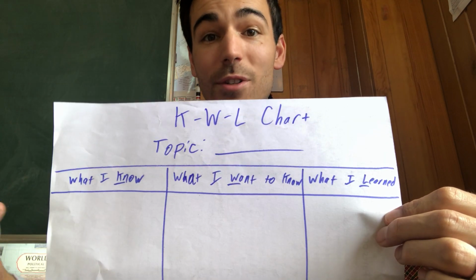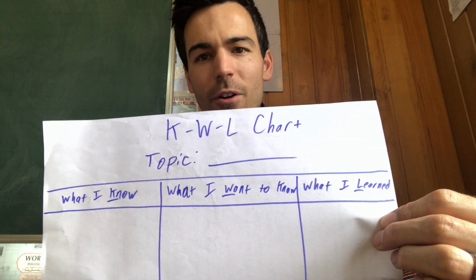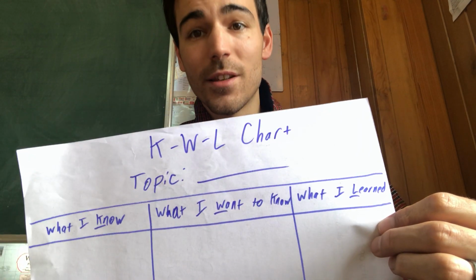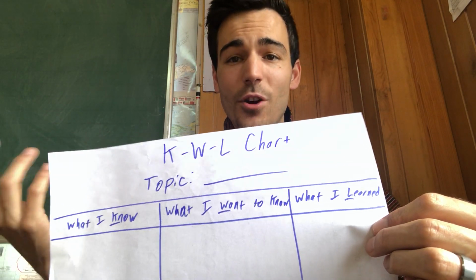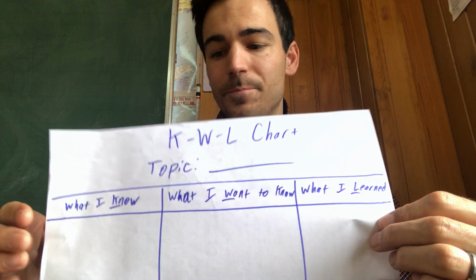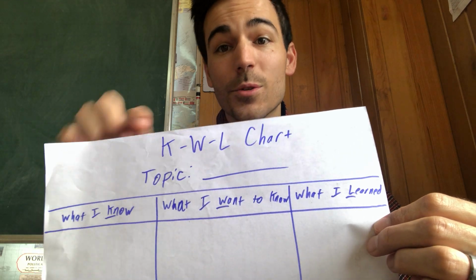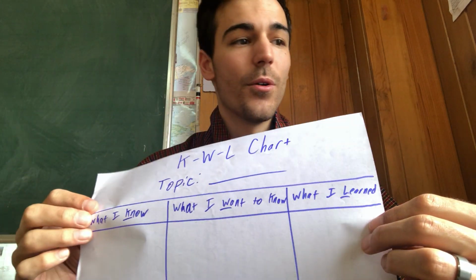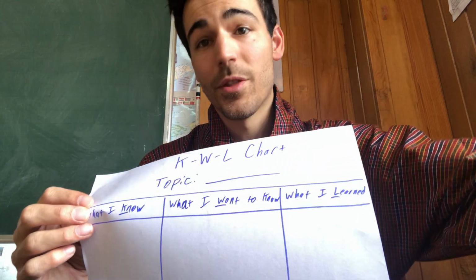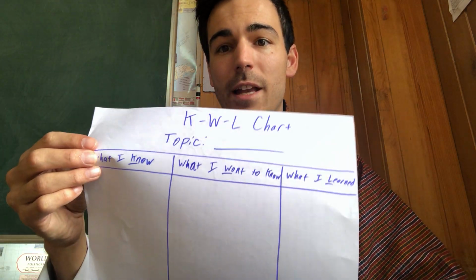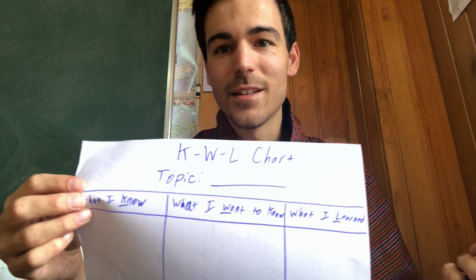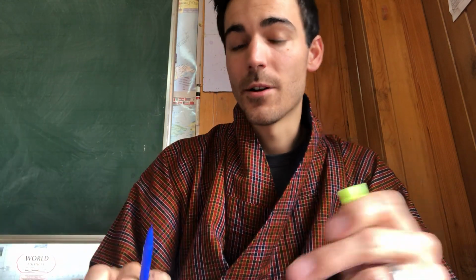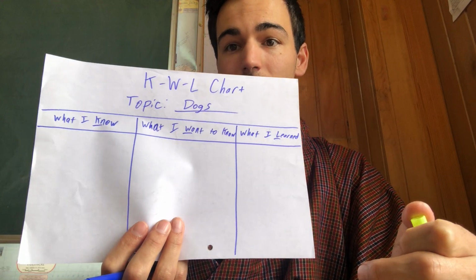So when we have a new topic, there might be some things you already know, there might be some things that you want to know about that topic, and then at the end, hopefully you've learned something else about that topic. So the first thing that we do is we write down what the topic is. So in your lesson plan, it will tell you what the topic is for your KWL chart. Let's just pretend that my topic is dogs. I'm going to learn about dogs in class today. So on the line for topic, I just write dogs.